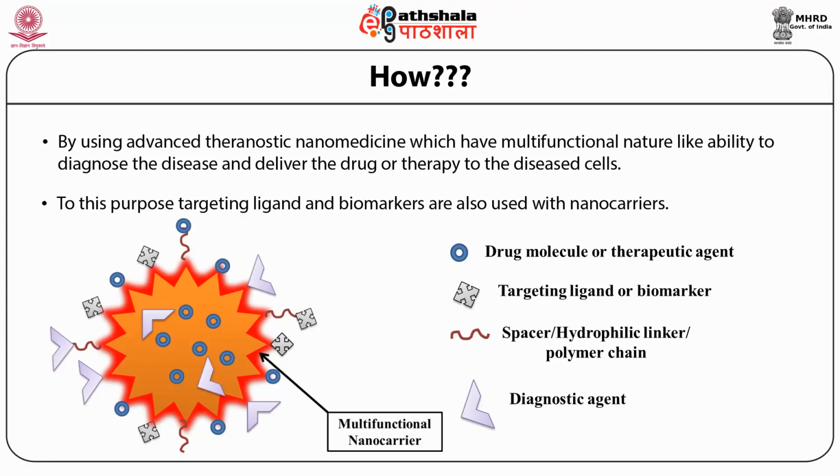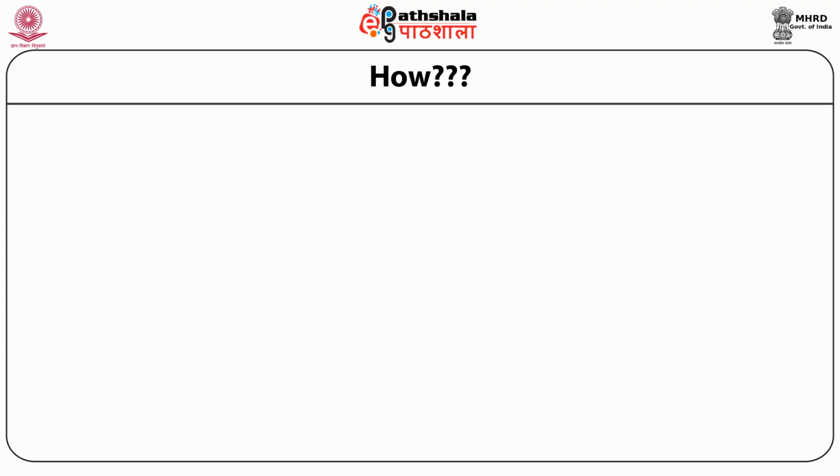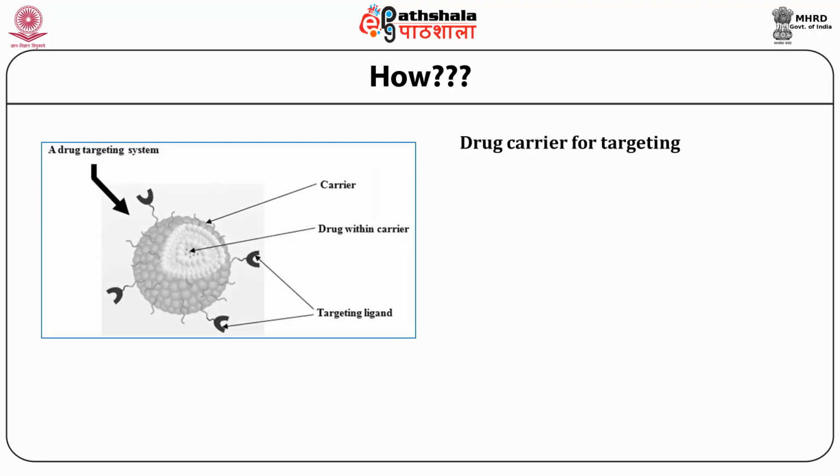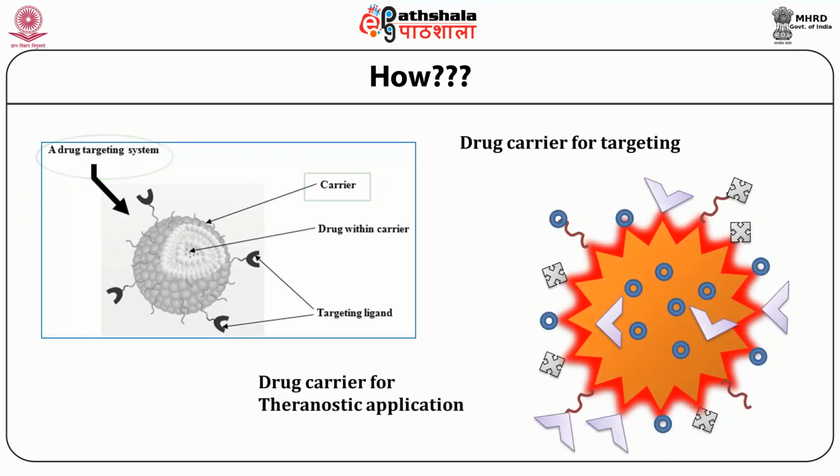So in this slide, I am giving you the comparison of a drug carrier system for targeting only and a drug carrier system for theranostic application. For the targeting, there are only three important things. There should be one carrier, a therapeutic agent or a drug within the carrier, and the targeting ligand.